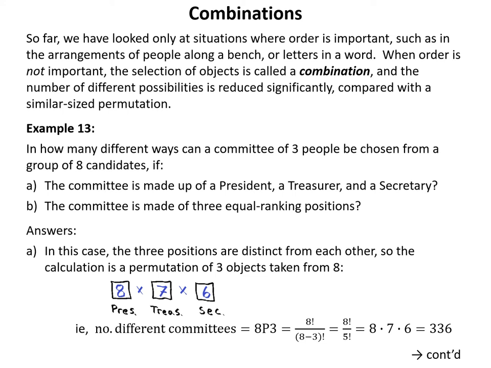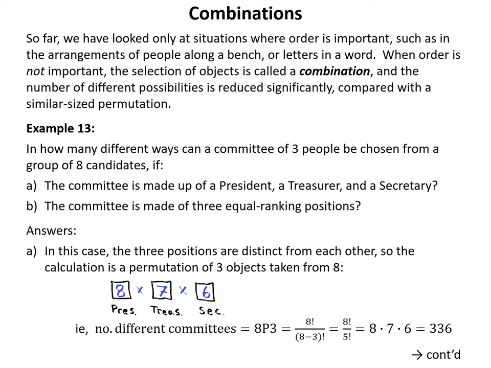So to answer this question, we start with part A. In part A, we see that the three positions are distinct from each other, which means that it's a permutation. And so we can set this up using the boxes as we've done before, but you see the order would still matter here because imagine if you're one of these people and you're chosen, there's going to be a difference between whether you're the president or the treasurer or secretary. Your job will be different depending on which of those boxes that you're put into. So part A is actually a permutation question.